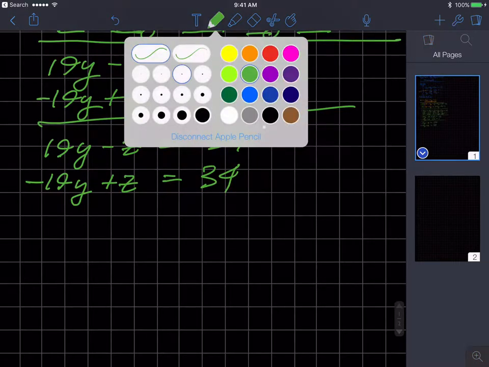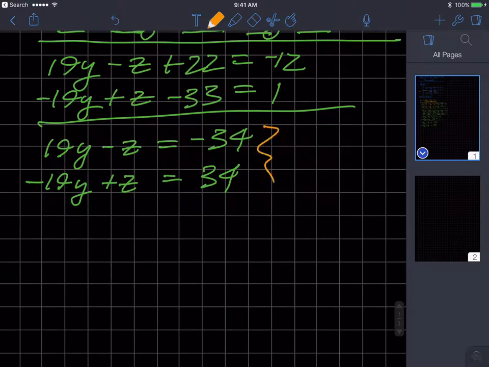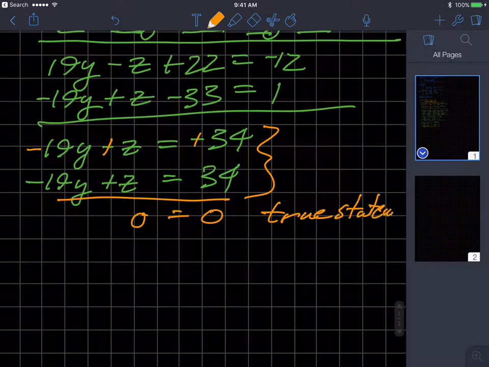And note, these equations are the same except they're opposite signs, right? So what if I multiply this first equation by negative 1, I get negative, positive, positive. Notice they're exactly the same. So these two equations are the same. If I added or subtracted these equations from each other, I'd get 0 equals 0, which is a true statement. Okay. So that means that these two lines are right on top of each other. They coincide. They are dependent.